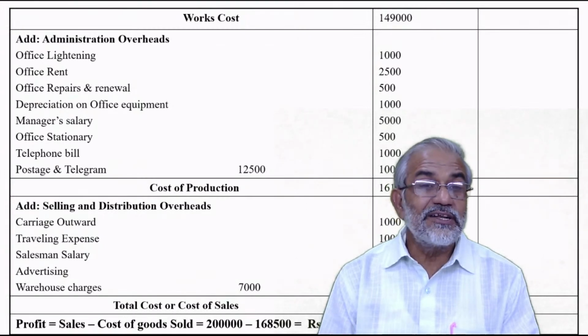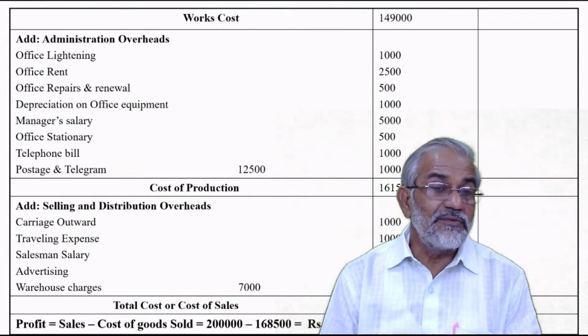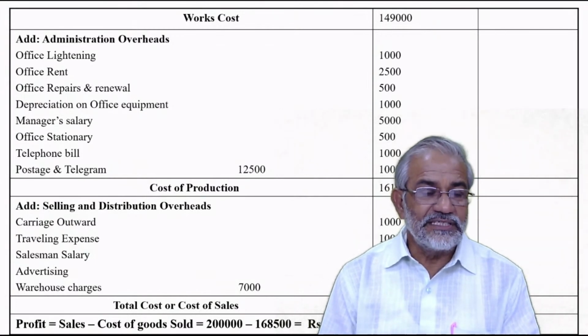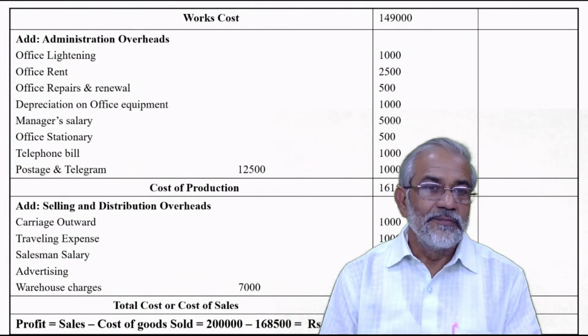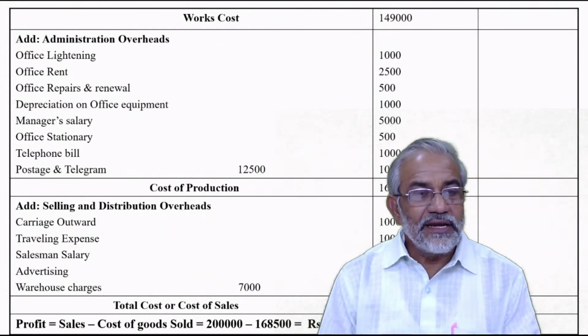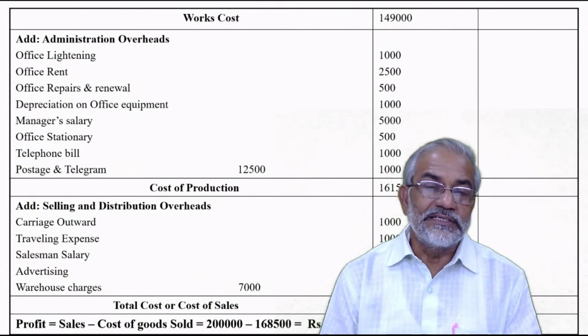It may be depreciation of office equipment, what I was telling just a few minutes back. Depreciation of office equipment, office furniture and fixtures, etc. That will form part of the administrative overhead. Then manager's salary, office stationery, telephone bill, internet bill, postage and telegram, traveling and conveyance. All these things will form part of the administrative overhead.